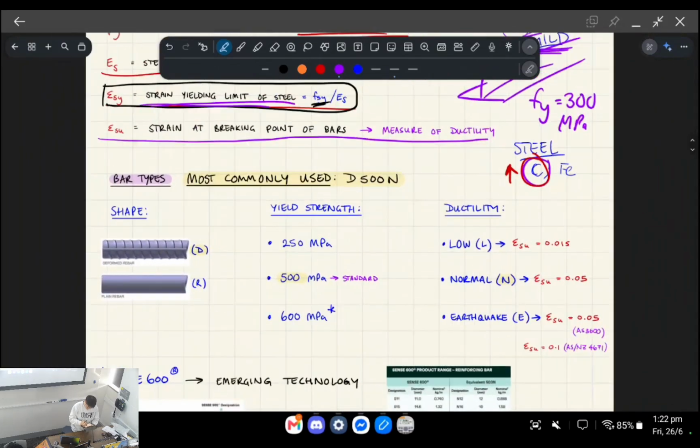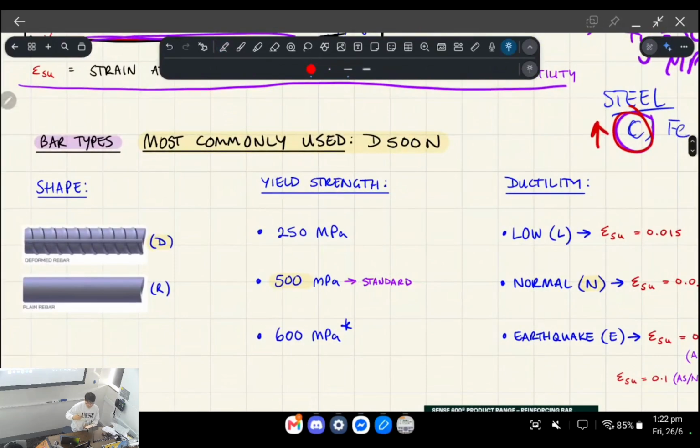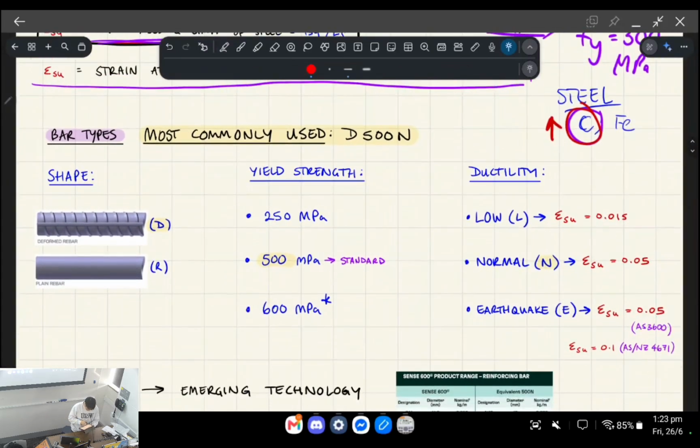Okay. So in terms of bar types, there's a few perspectives we can look at bars from. The first one is through its shape. So the bar that I passed around earlier in the workshop was a deformed reinforcement bar, which is just to say that they have these ribs on them, okay? And this is pretty standard, and I'll explain why we use deformed bars primarily in reinforced concrete once I explain what bond and stuff like that means, okay? Which will be in a few minutes.